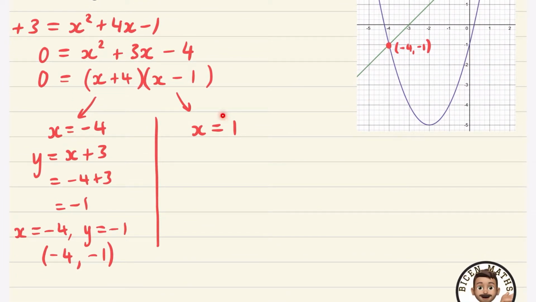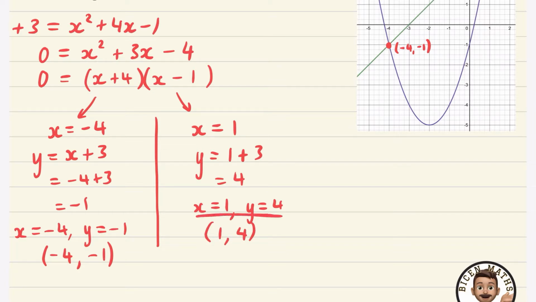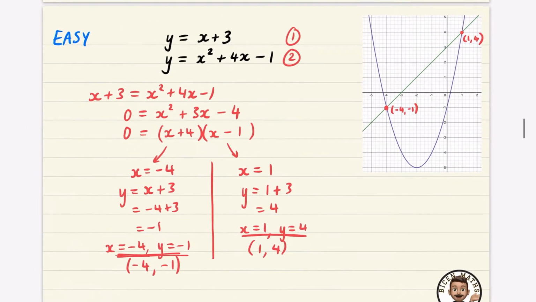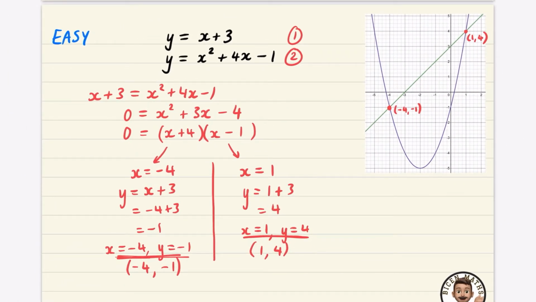Also, to find the second one, we know that the y coordinate is the x coordinate plus 3. So it's just going to be the x coordinate plus 3, which is 4. So when x is equal to 1, y is equal to 4, which means the coordinates are 1, 4. So our answers are 1, 4 and minus 4, minus 1. And we can also see here that it does cross at 1, 4 over here. So again, we know that we've answered this one correctly. And this was definitely much easier than the two that we've done in the video before.